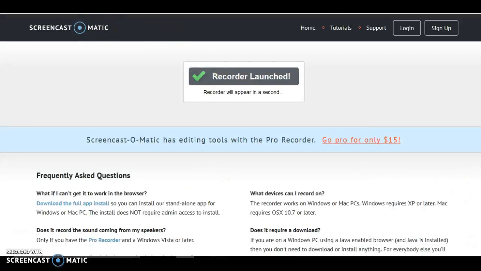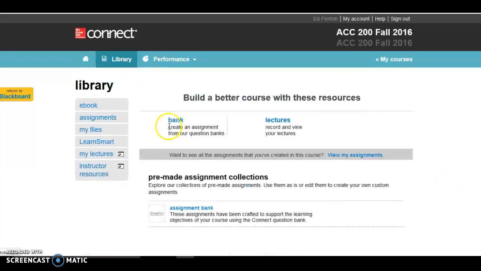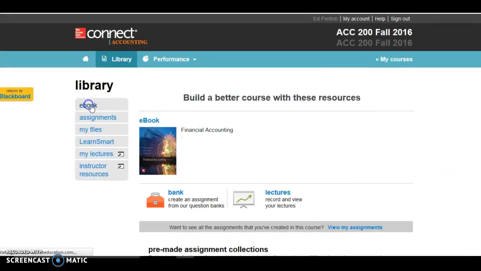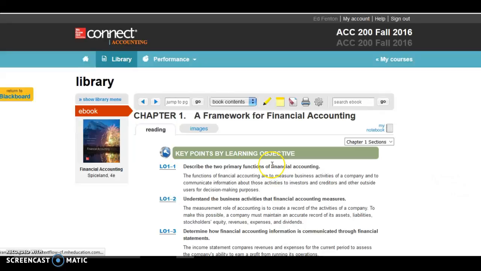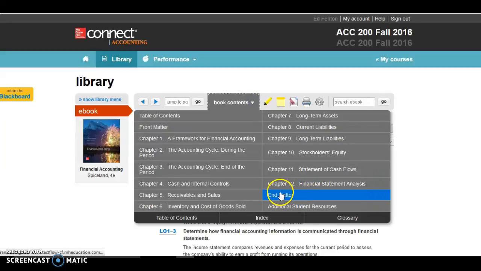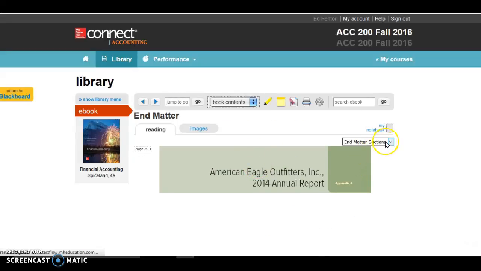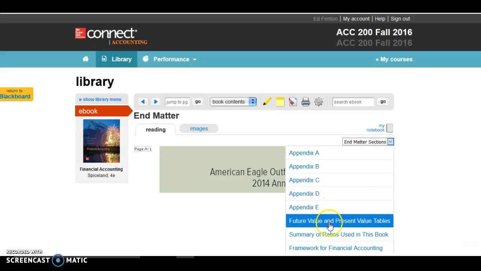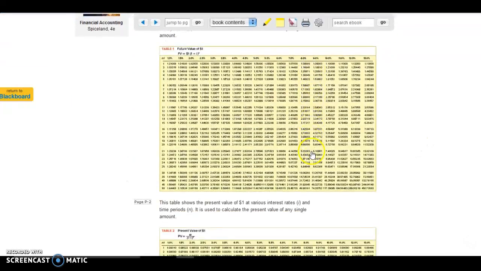Go to your Connect account, go to the home page, look at the library and the ebook. It's going to load just a second. We're going to get to the present value tables that are in the back of the book. So let's go to the end matter if you're looking at the text online. The end matter sections, go to the future present value tables. Okay, so here they are.